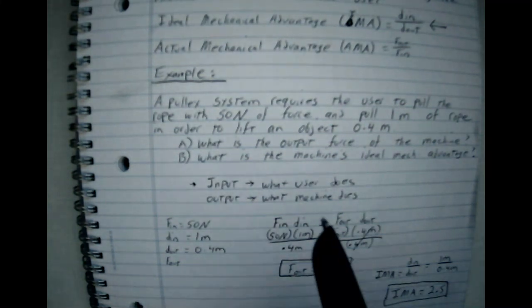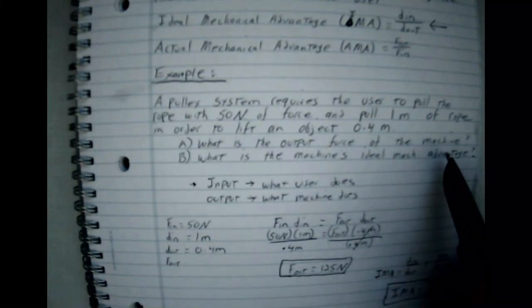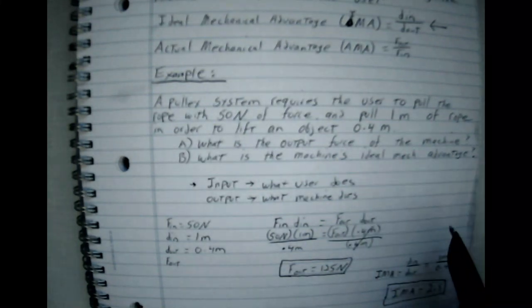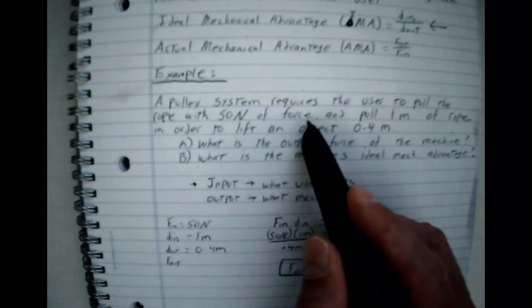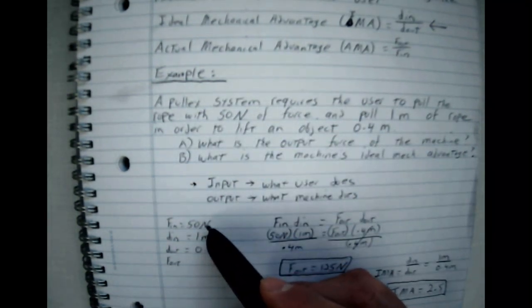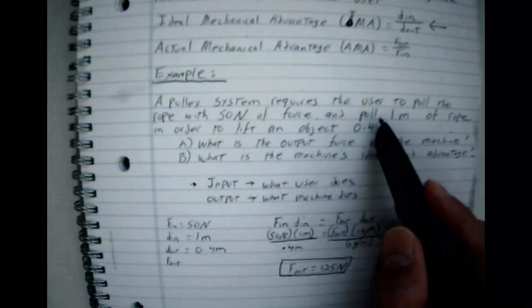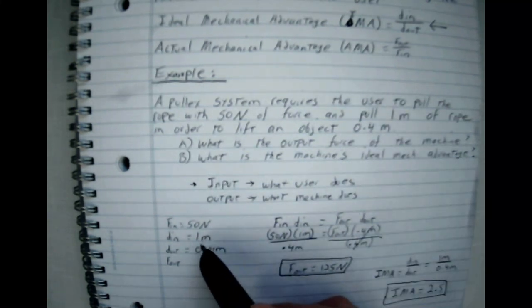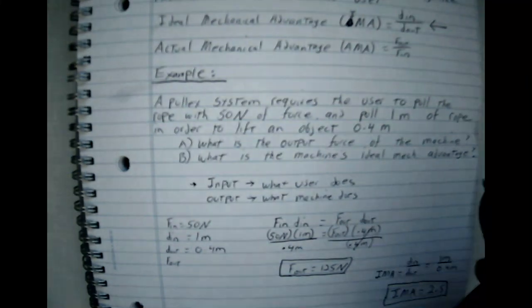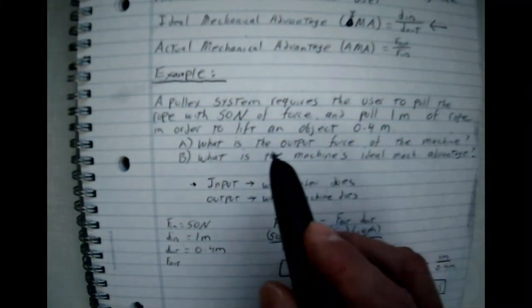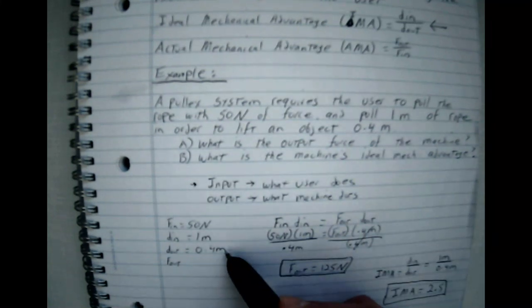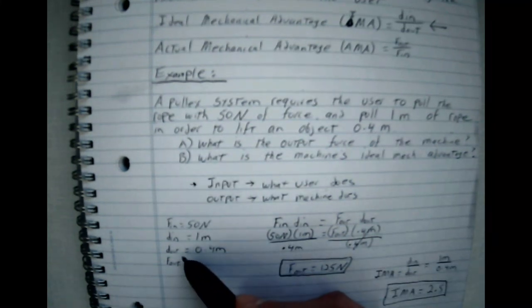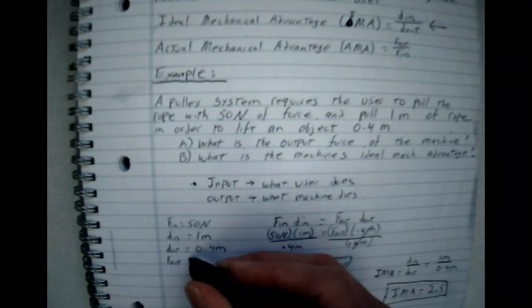Okay? So in part A, when it says, what is the output force of the machine? To answer that question, let's first write down what we know. We know the user is pulling the rope with 50 newtons of force, so that's the input force. We also know the user pulls 1 meter of rope, so that's the input distance. Okay? We know that the object gets lifted 0.4 meters, so that means the pulley is lifting the object that far. So that's our output distance, and we want to know what's the output force. So we can put a question mark there.